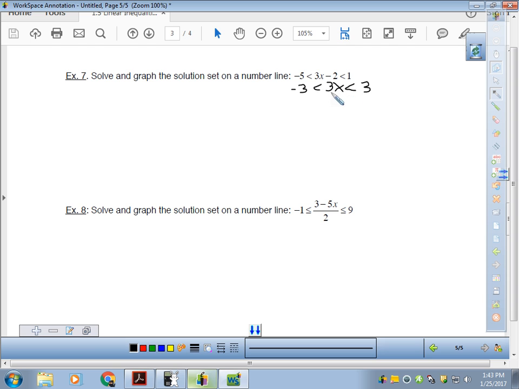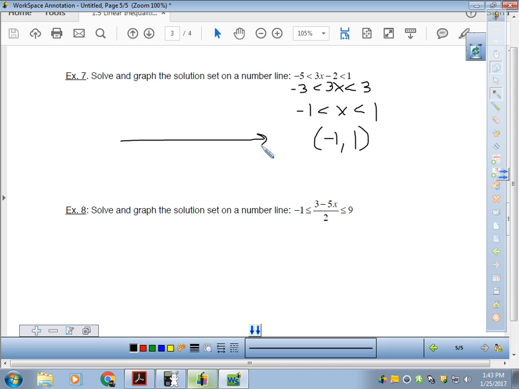And then I want to get rid of the 3, so I would divide, but if I divide the middle by 3, I have to divide the left by 3 and the right by 3. So I end up with negative 1 is less than x is less than 1. If we write that in interval notation, that would be negative 1, comma 1, with both of them excluded.